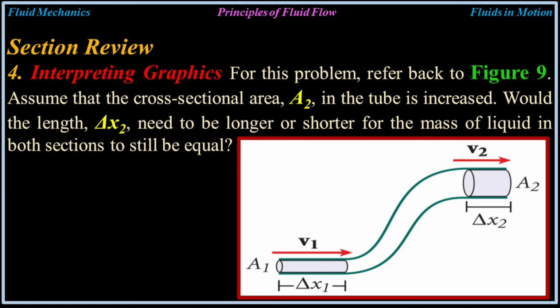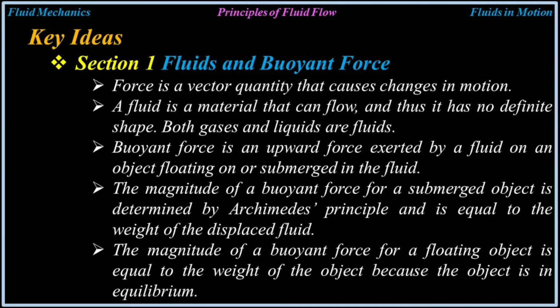For this problem, refer back to Figure 9. Assume that the cross-sectional area, A2, in the tube is increased. Would the length, delta x2, need to be longer or shorter for the mass of the liquid in both sections to still be equal? So what equations would you need? How would you calculate this value? As they say when the plot thickens, it would simply need to be shorter.